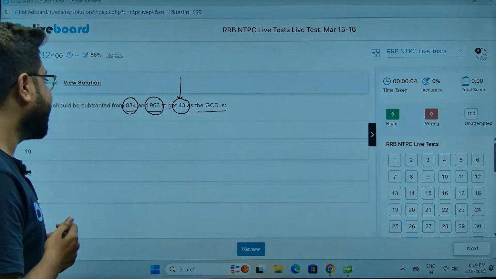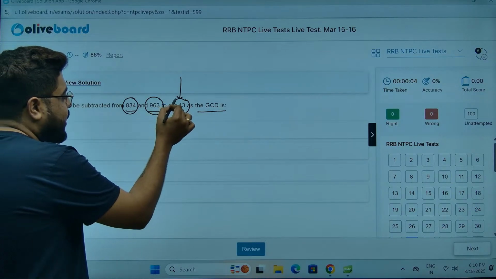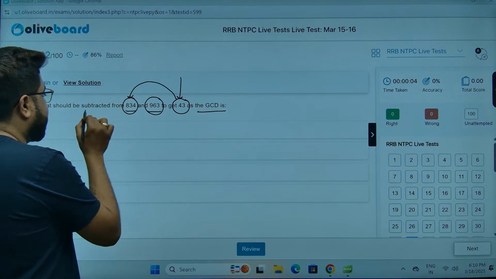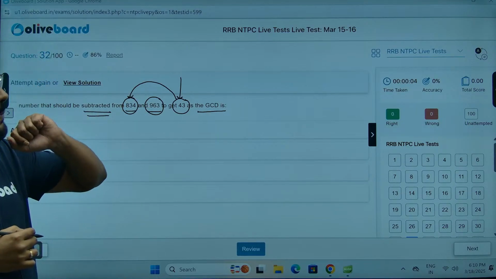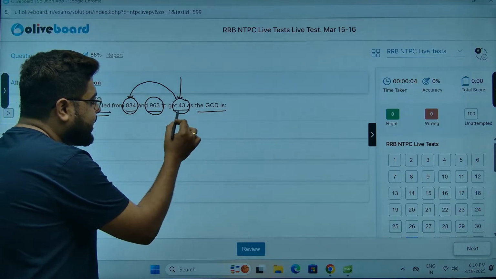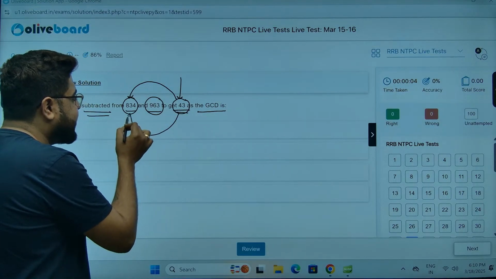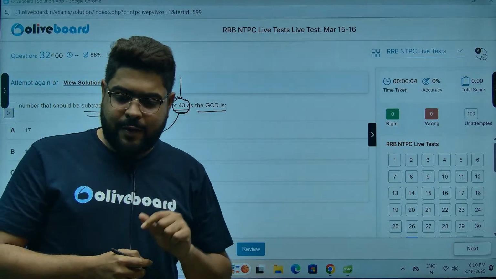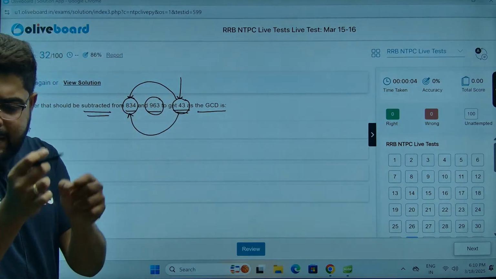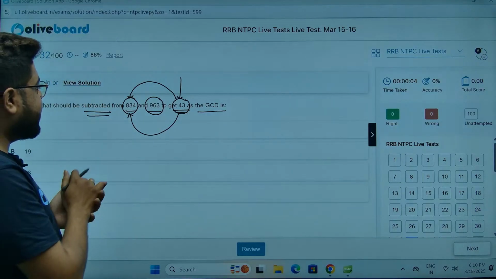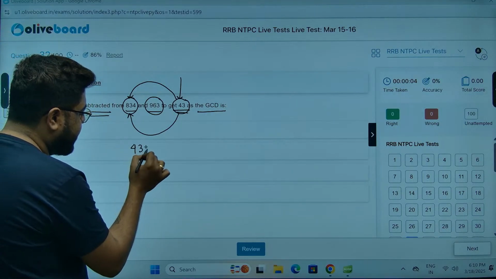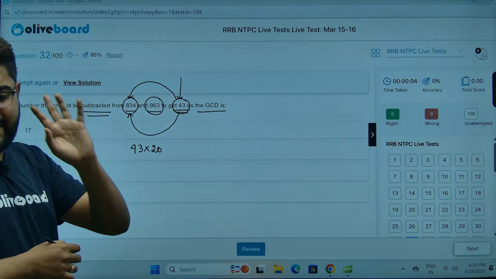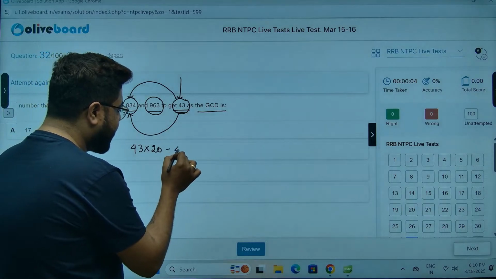I need to find what smaller number this is. So I need to subtract. That means I'll find which multiple of 43, sir, is just less than 834. 43 times 20 is 860, which is more. So minus 43 you do.